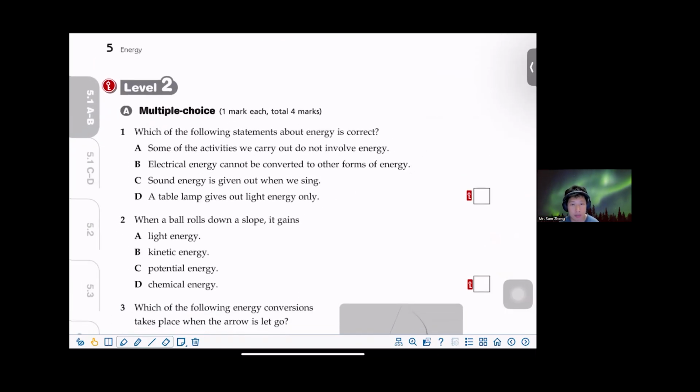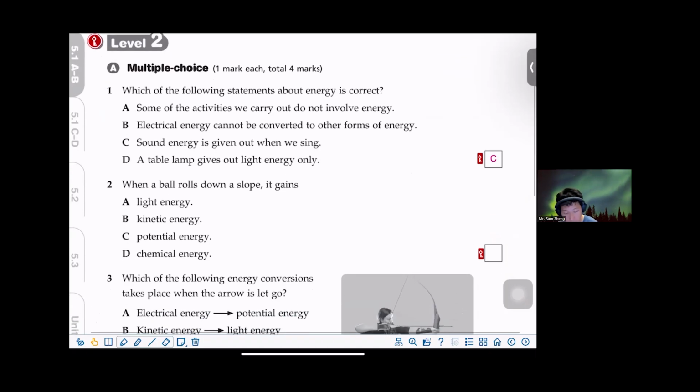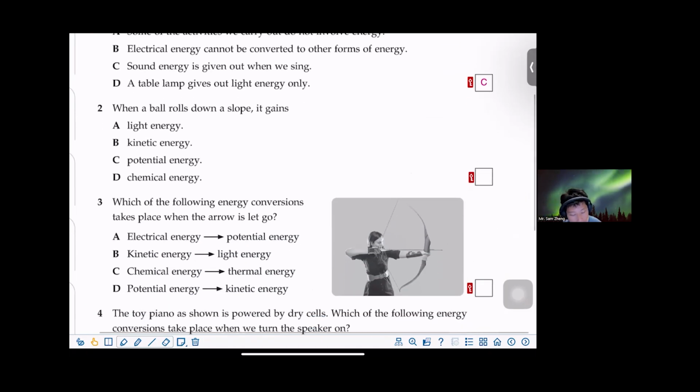Next, which of the statements about energy is correct? Most of you got it correct. It will be C. Next, when a ball rolls down a slope, it will gain the kinetic energy, but not potential energy because it is lower in position. That means the position keeps going down.